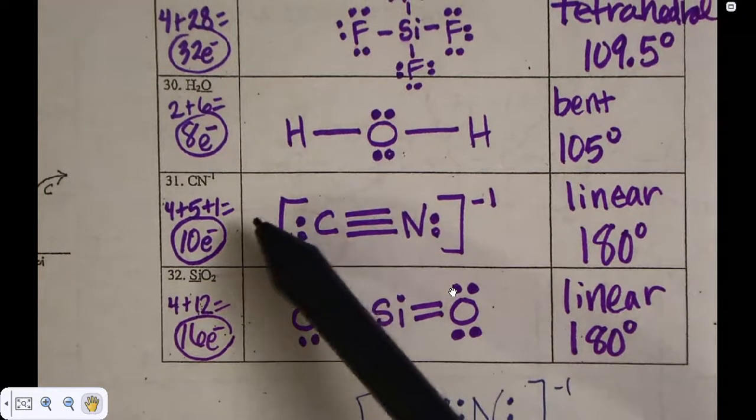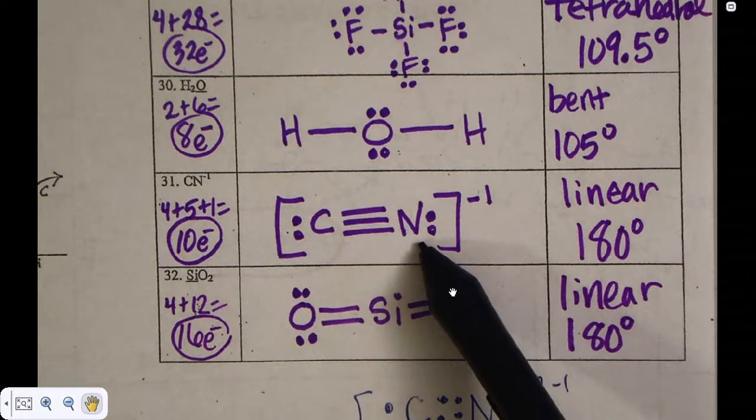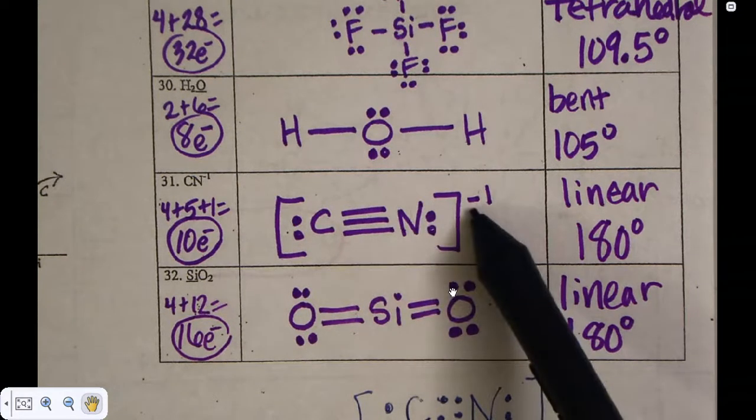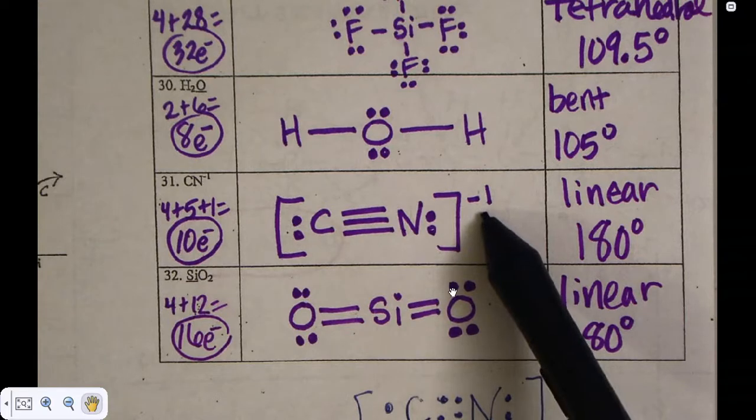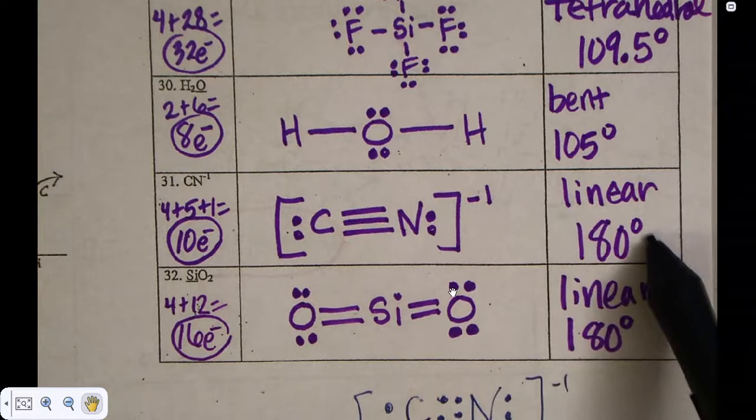For 31, the cyanide ion, 10 electrons total. Carbon and nitrogen have a triple bond between them. Don't forget, if it's a polyatomic ion, you put brackets around the structure and put its charge as a superscript. This is linear and 180.